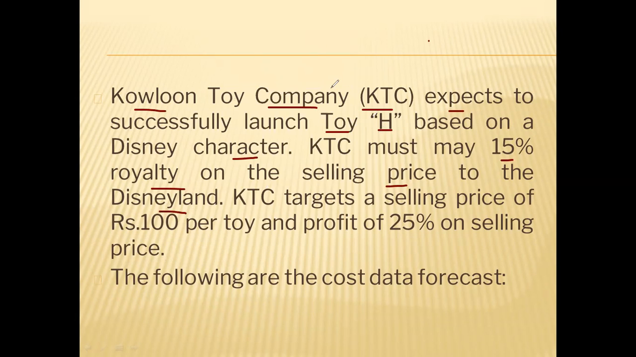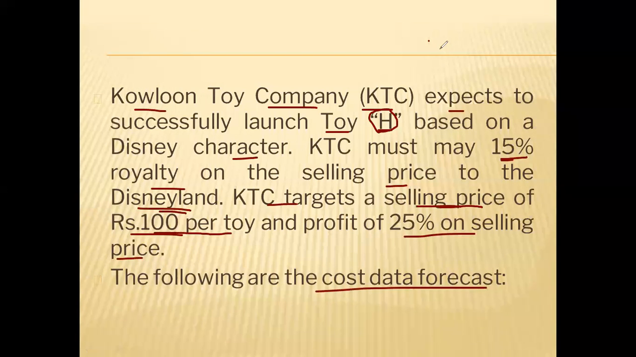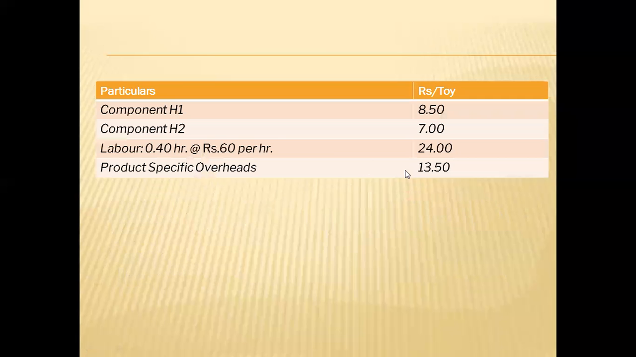So KTC will manufacture a toy named H, and for manufacturing that toy, it has to pay royalty charges to Disneyland. This is the first thing. KTC targets a selling price of 100 per toy. So the expected selling price is how much? 100. Profit is 25% on selling price. Following are the cost data given for producing this toy. See, rupees per toy data is given.